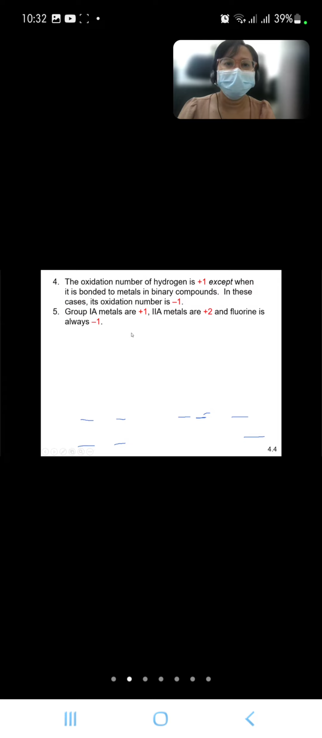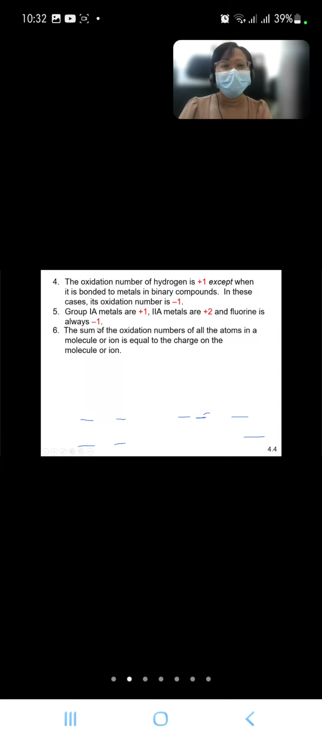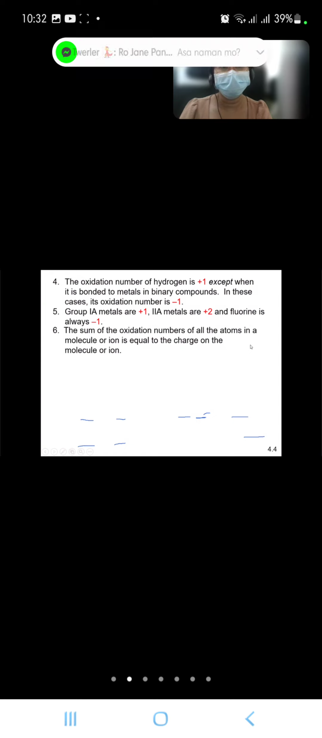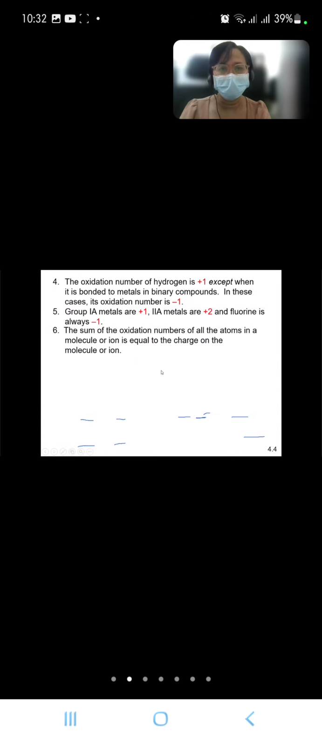For group 1A metals, the alkali metals, their oxidation state is +1. For group 2A, +2. Fluorine belongs to group 7A, so its oxidation number is -1. The sum of the oxidation numbers of all the atoms in a molecule or ion is equal to the charge on the molecule or ion.